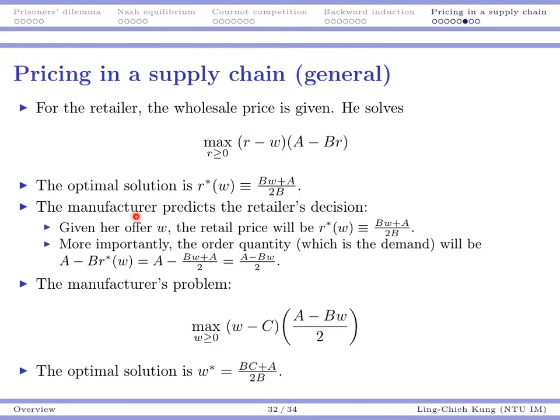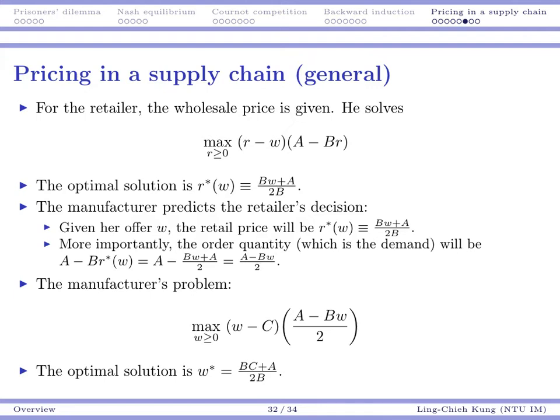And then the manufacturer predicts the result. So given the wholesale price, this will be the retail price. Given the wholesale price, I know what will be the retail price. Nothing special. The manufacturer's problem is formulated like this, and then the optimal wholesale price is this one.